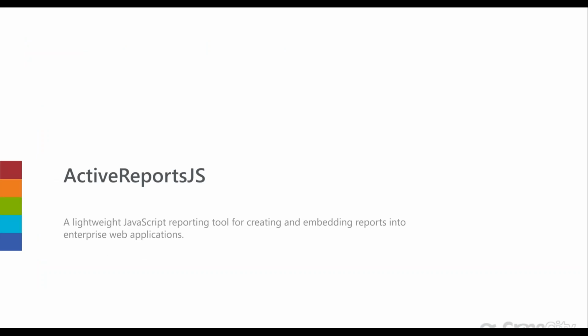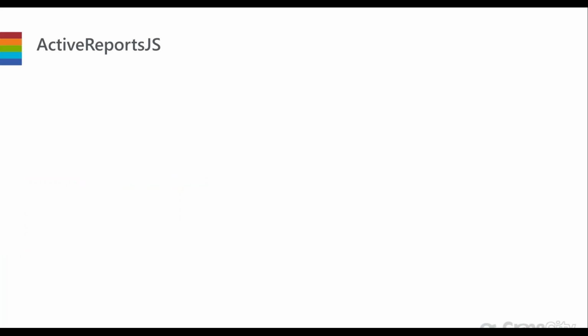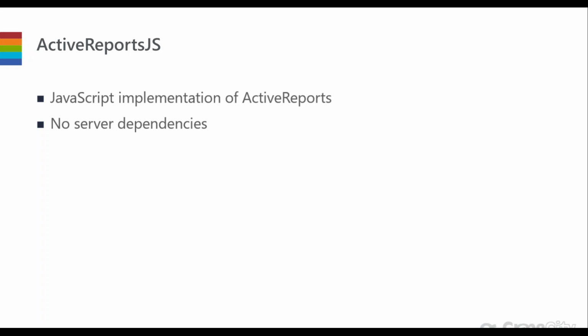Formally, it is defined as a lightweight JavaScript reporting tool for creating and embedding reports into enterprise web applications. Some of you may be wondering, especially those who have had past experience with ActiveReports.net, what's the difference? One of the main things you probably noticed from the name itself is that Active Reports.js is completely implemented in JavaScript. So it's a client-side tool. There are no back-end languages like C# included in the development process. As a JavaScript tool, it can be used in the browser without any server dependencies.